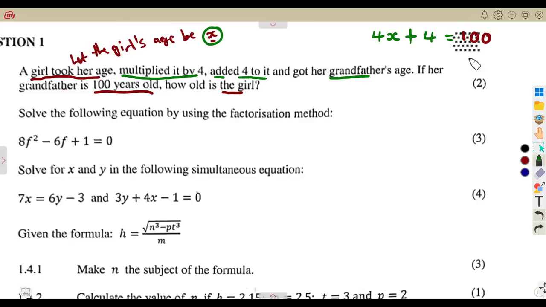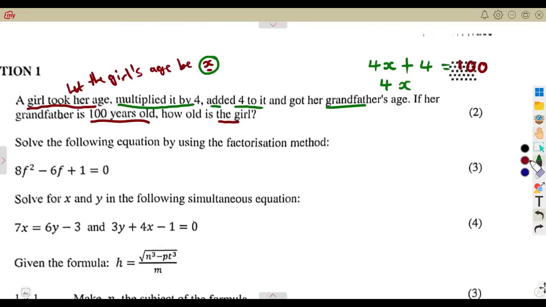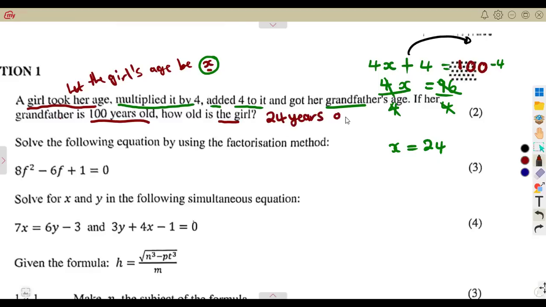So let us solve for x. This is a linear equation. We can take the 4 to the other side of the equation so that it becomes a negative on this side. So that is 100 minus 4, which is 96. You subtract a 4 on this side. Then we can obtain the value of x by dividing by 4 on both sides. So our x is, if you divide this, you obtain 24. That means the girl's age in this case is 24 years old.